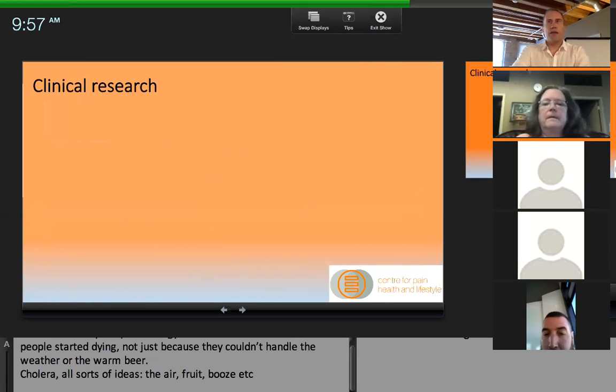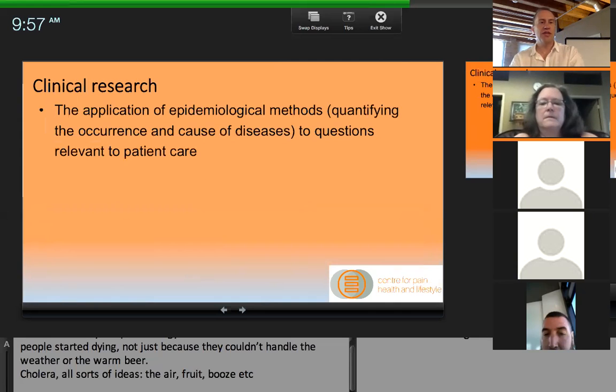So I guess going back and thinking about some of the basis of where clinical research starts to interact with practice. It's a bit of a historical example. And this was really about epidemiological methods, which have been around for a long time, but oftentimes didn't interact with what was going on clinically. This is really about quantifying the occurrence and causes of diseases, and applying them to questions which were relevant to patient care.